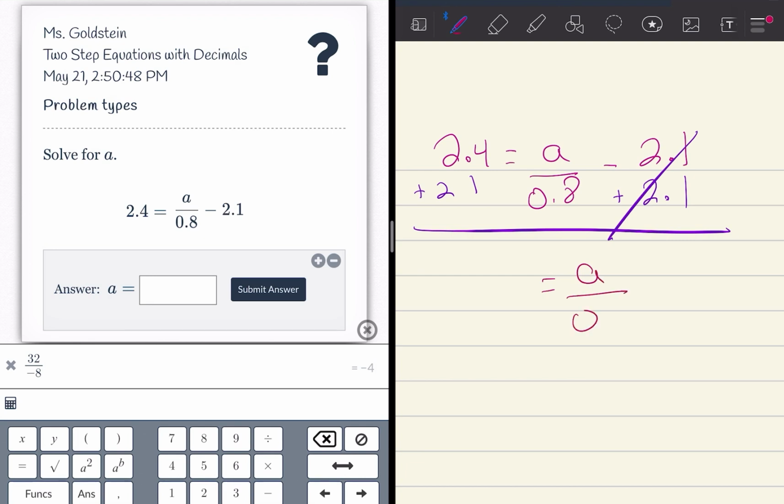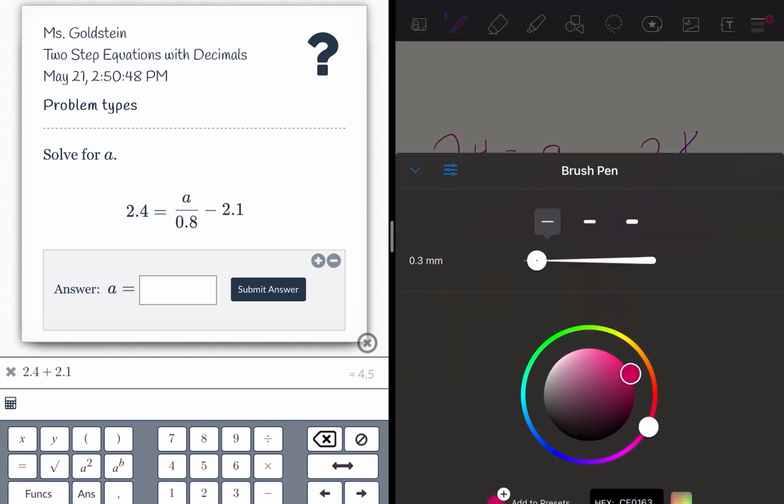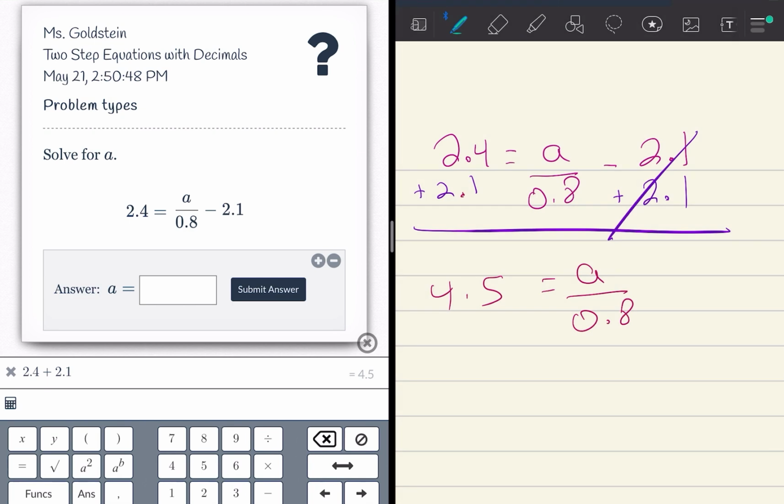a over 0.8 equals, and then in my calculator I can do 2.4 plus 2.1. And I get 4.5. One more step to get a by itself. A is being divided by 0.8. The opposite of dividing by 0.8 is multiplying by 0.8.